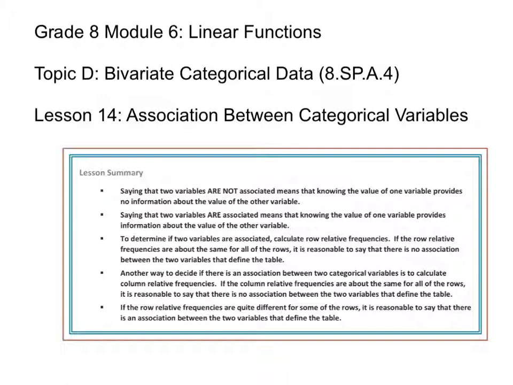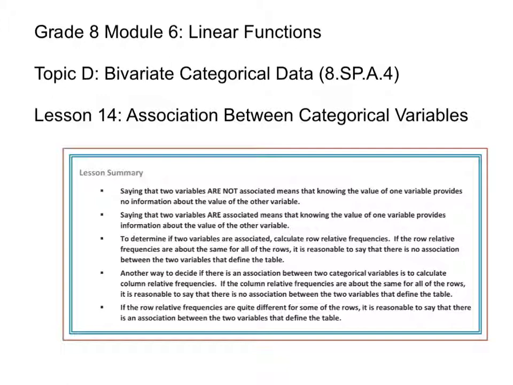Lesson Summary. Saying that two variables are not associated means that knowing the value of one variable provides no information about the value of the other variable. Saying that two variables are associated means that knowing the value of one variable provides information about the value of the other variable. To determine if two variables are associated, calculate row relative frequencies.